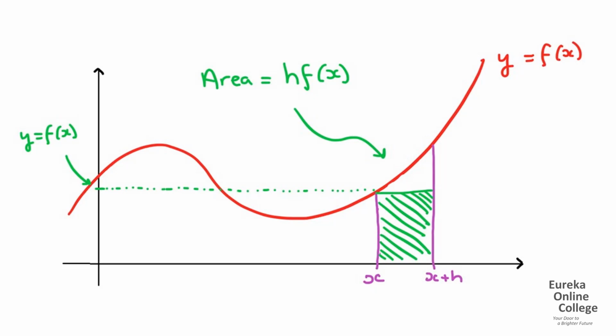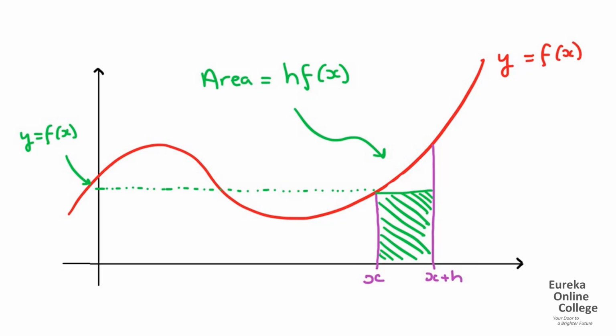So what is the area of this green rectangle? Well, what's the width? The base goes from x to x plus h. So clearly, on my drawing, h is a small positive number. h could be negative, but just for the purposes of this illustration, we're taking h to be positive here.